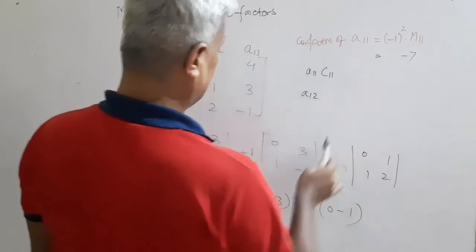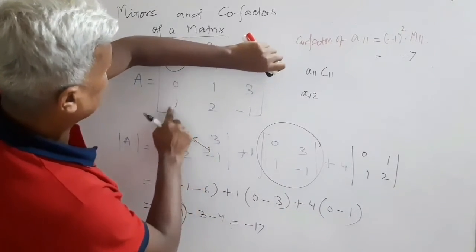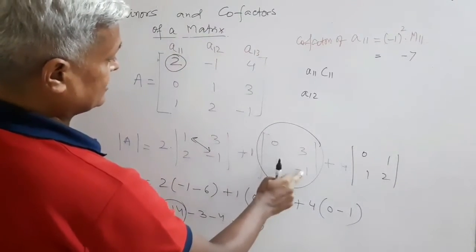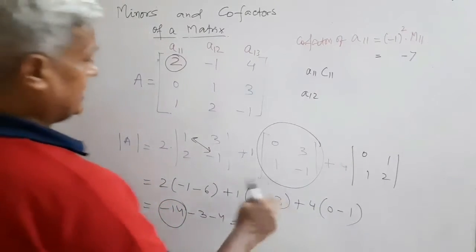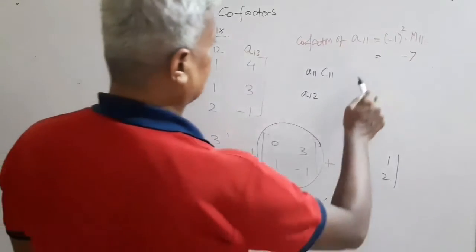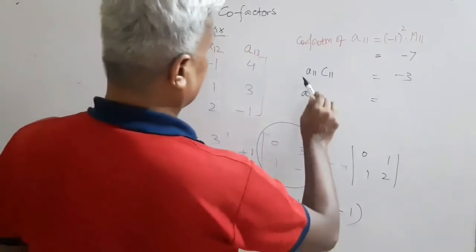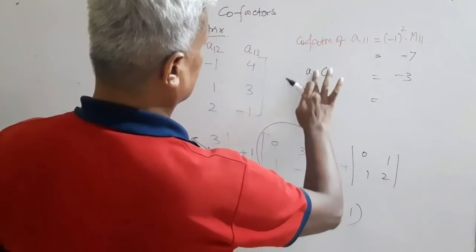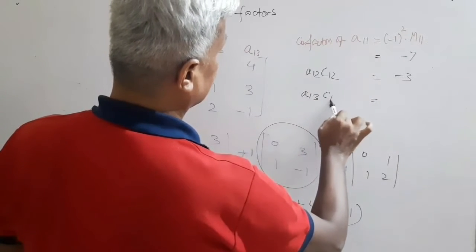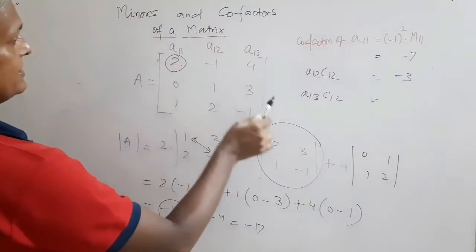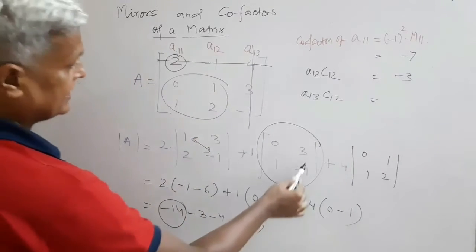So A12 is this value, because if you cover this row and this column, you are getting 0 1, 3 minus 1. The value of this is 0 minus 3, which is minus 3, and multiplied with 1, so this is minus 3. And then A13, sorry, this should be 1 2, this is also 1 2, this is 1 3, C13, and then C13 means cover this one. So what you're getting, this part, that is this.